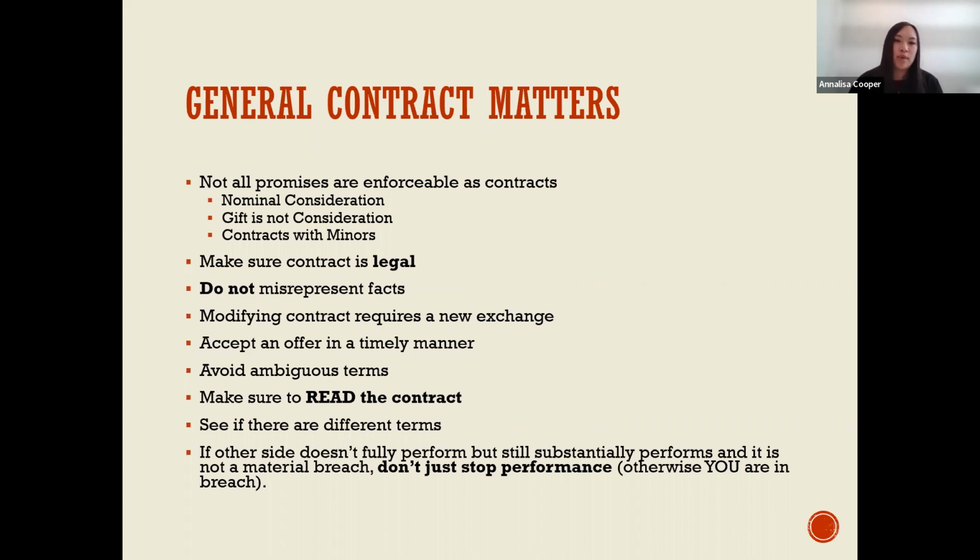And on this last point, if the other side substantially performs, they don't do it perfectly, but they substantially perform, and you aren't happy with that, you shouldn't stop performance on your end, because then you may be in breach of the contract, not them.